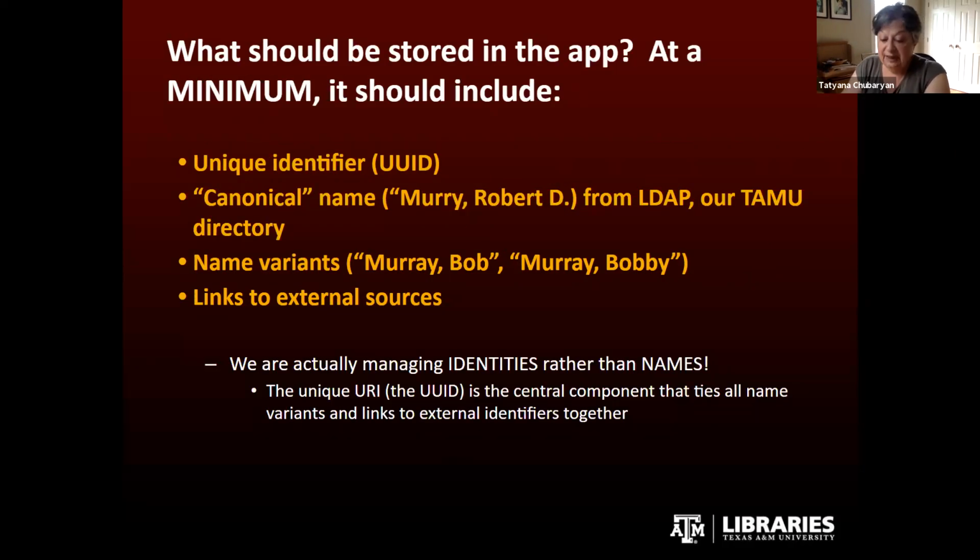What should be stored in the app? Shortly, at a minimum, it should include a unique identifier, UUID, canonical name from our local administrative directory, name variants, and links to external searches. Since we are managing identities rather than names, the unique URI is the central component that ties all name variants and links to external identifiers together.